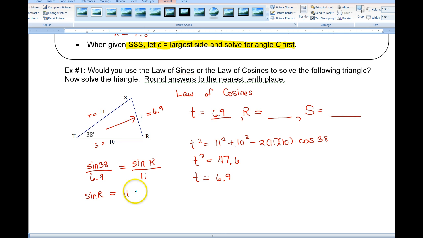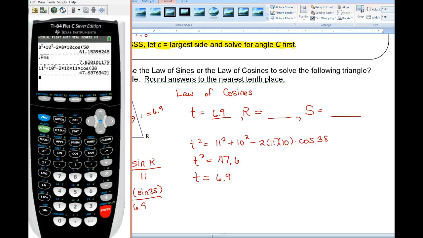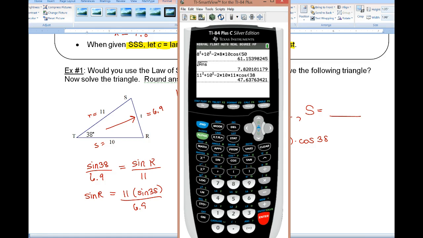So when we cross multiply, what are we going to have? 11 times sine of 38 over 6.9. Go ahead and plug that all into your calculator. Remember, we're solving, so we want to get sine of R by itself, and because we're trying to find the angle measure, we have to press what button on the calculator? The inverse, the -1. When do we click the inverse? Here, we have 11 sine of 38, close the parentheses, divided by 6.9. So we get 0.9815.